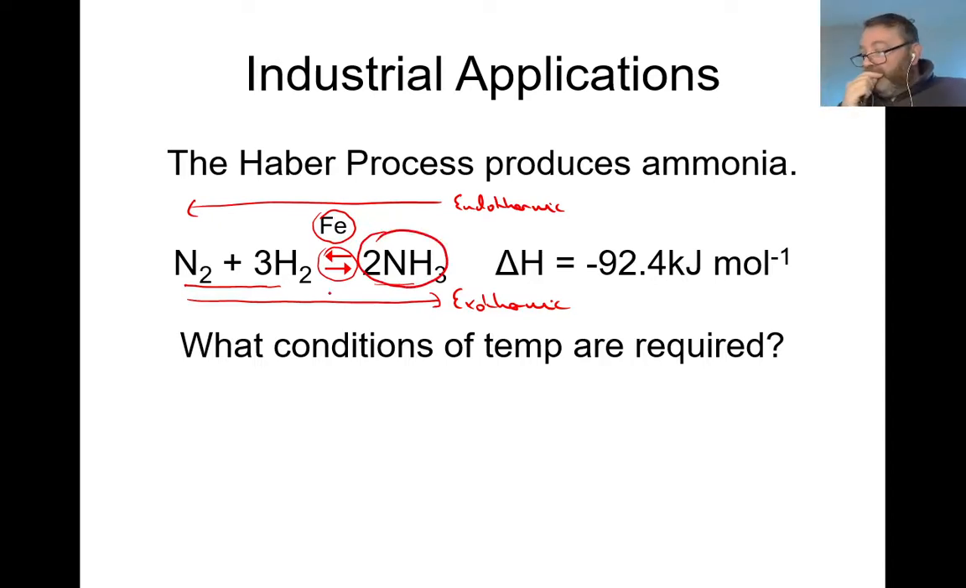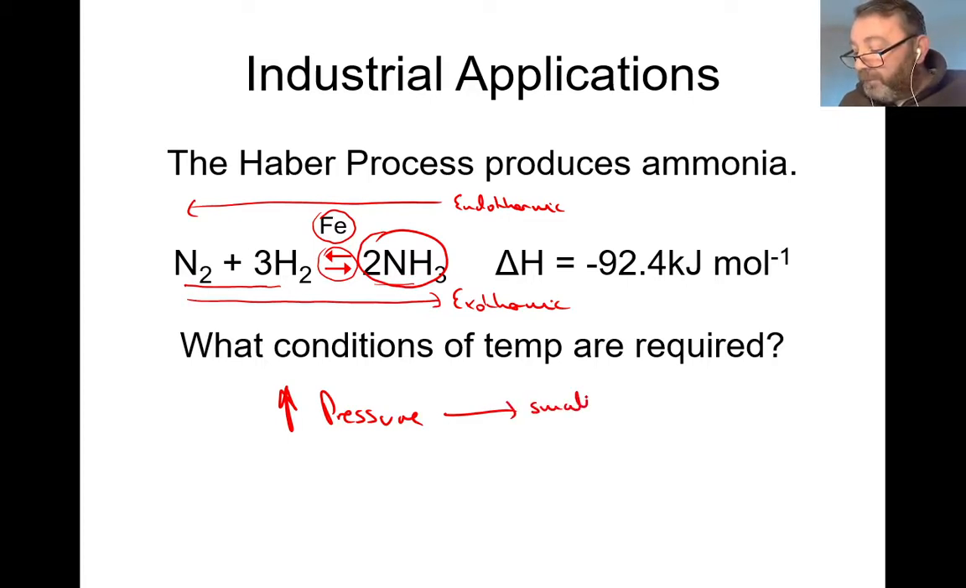So let's see, what conditions would I use in order to drive equilibrium right over to the right-hand side? Well, first of all, the right-hand side has a smaller number of volumes. The right-hand side only has 2 volumes. The left-hand side has 4 volumes. So the very first thing I could do is I could increase the pressure. Brilliant. And by increasing the pressure, you're forcing equilibrium over to the right-hand side, to the smaller volumes, which is obviously NH3. Okay.